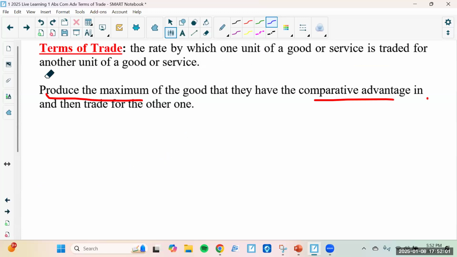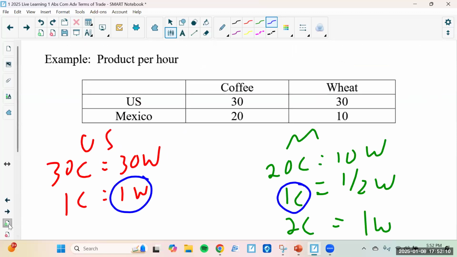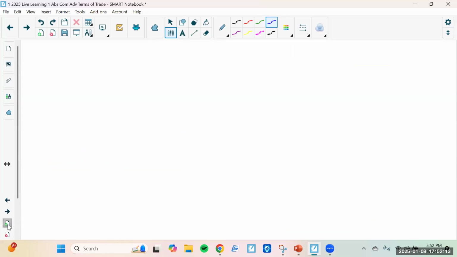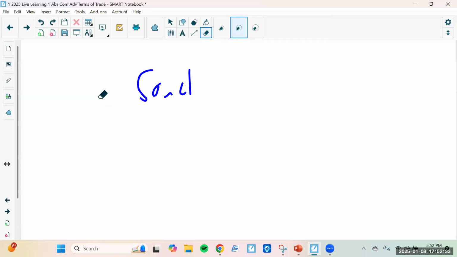The terms of trade is the rate by which one unit of a good is traded for another unit of a good. If you're at lunch and you've got a sandwich and your friend has chips, and you say, hey, let's trade sandwich for chips. Let's do it in whole, just to make it easy. Let's say one sandwich, because we always solve for one here.